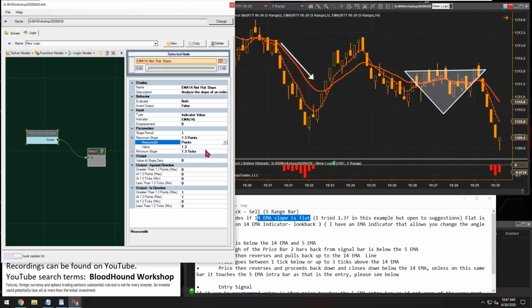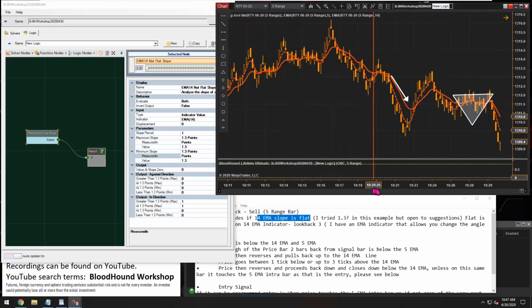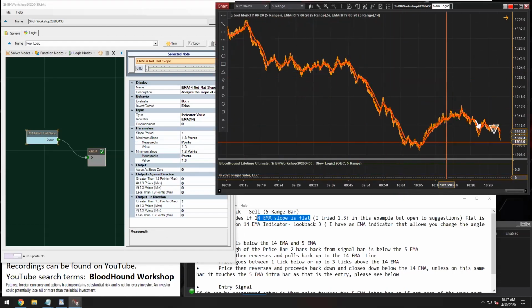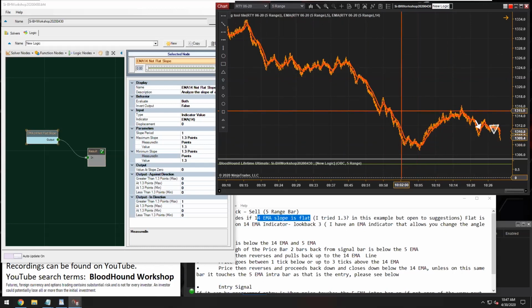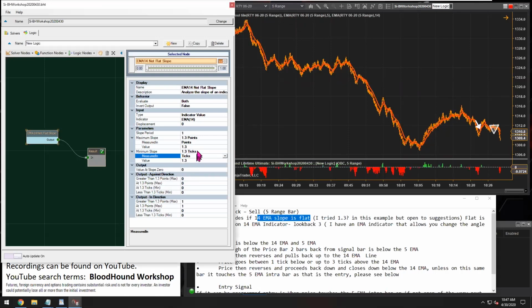If we switch this over to points here, points, and now everything's flat, right? Everything's flat now. So you probably don't want points unless you're working with daily charts, like stock charts, where you're looking at daily bars or something like that. So if you're day trading, intraday trading, you're most likely going to want ticks.